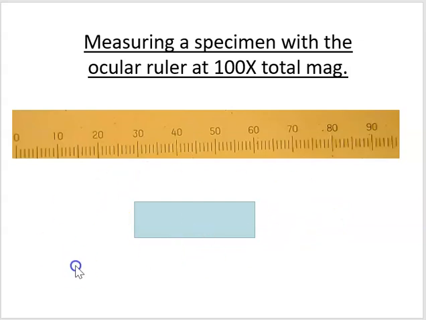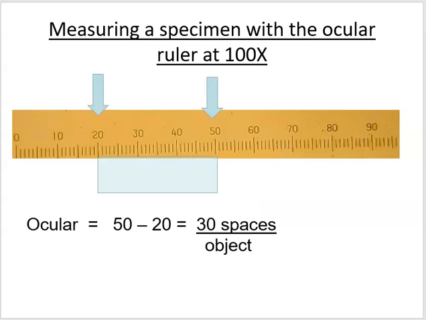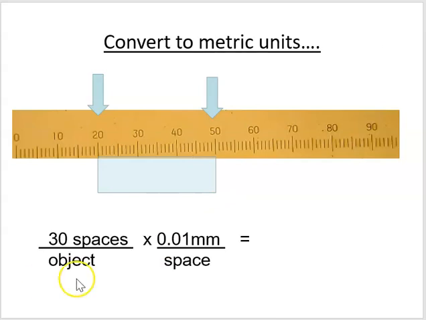So remember our two-step process. First thing is, line up your specimen and measure it with your ocular ruler. So I lined it up with my ocular ruler right there and say, okay, this specimen goes from 20 to 50 right here. It is 30 spaces long for that object right there. And now that I've got this, I want to convert that to metric system units right there.